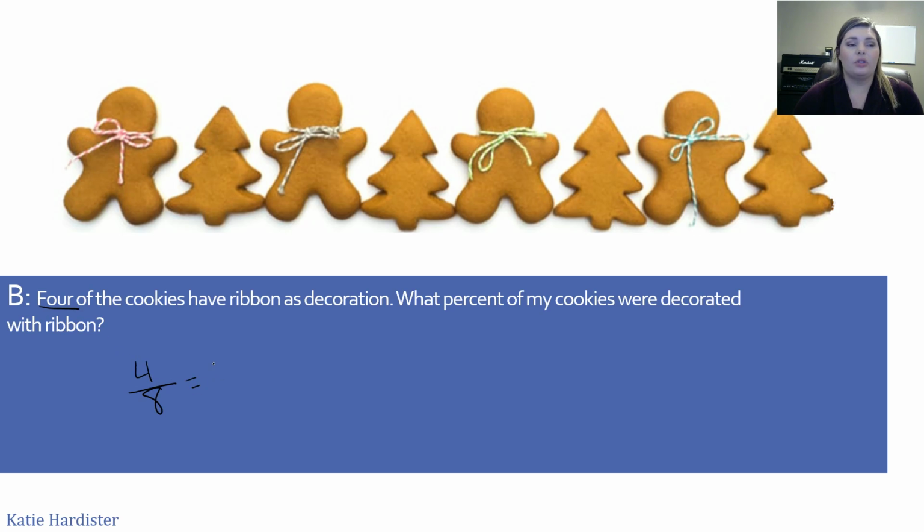So again, we would just do the same math. 4/8 simplifies to 1/2, which equals 50%. So 50% of my cookies were decorated with ribbon. Or 100% of my gingerbread men were decorated with ribbon, whichever way you want to look at that.